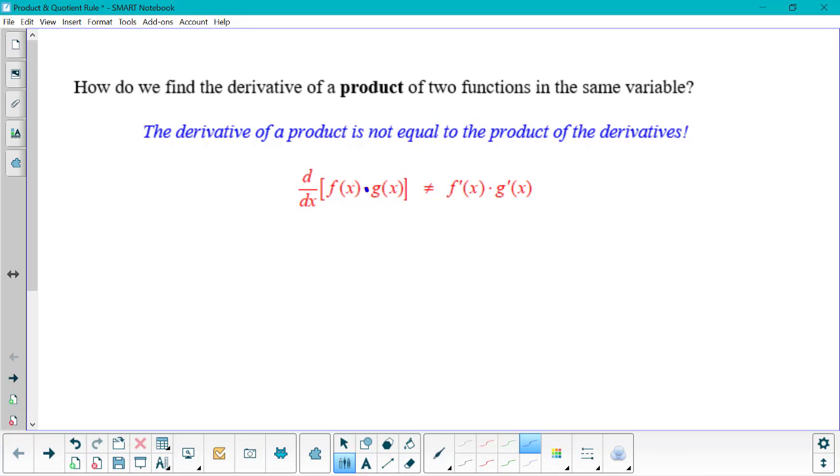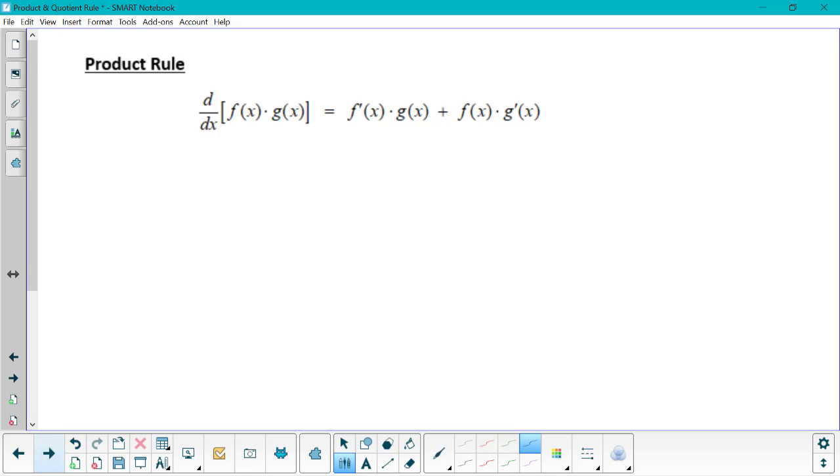So how do we find it? Well, here is the product rule, which is basically saying I've got the derivative of two functions, f and g, that are both differentiable functions. They're in terms of x in this case. All right, so what is this notation saying? So let's write it where we can make sense of it in words.